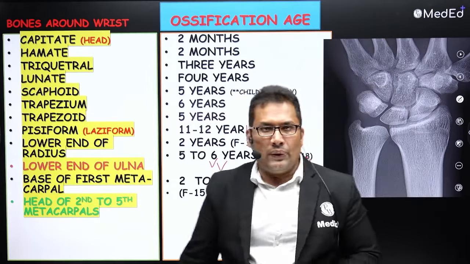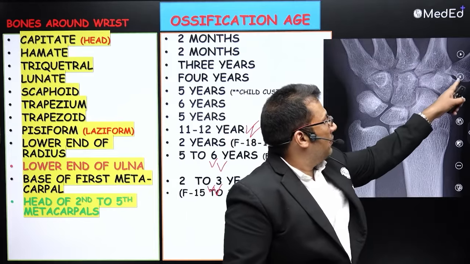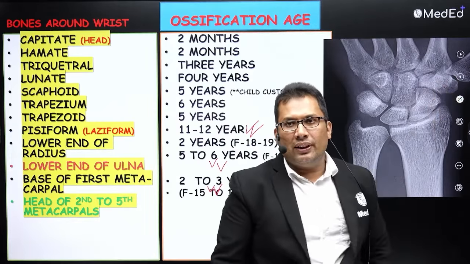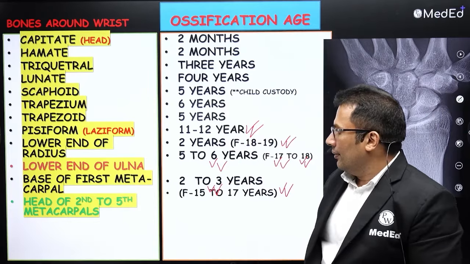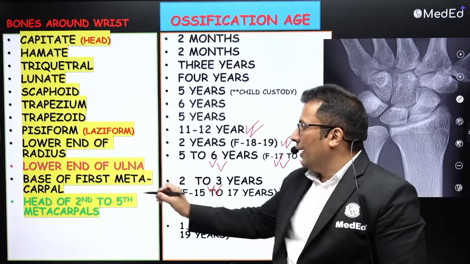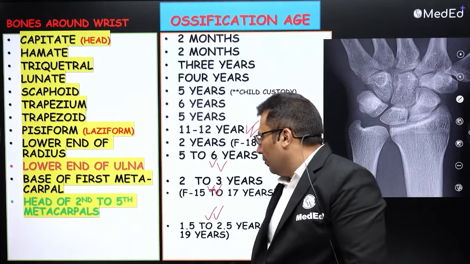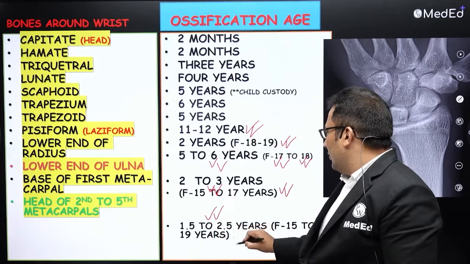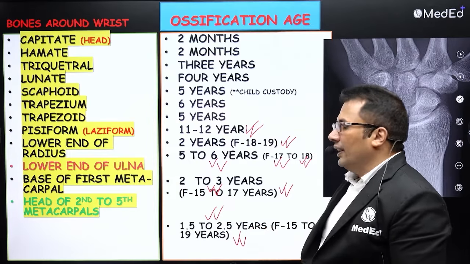So what we can see here, the base of the first metacarpal has appeared and fused, so it must be more than 15 years. Then head of the second and fifth metacarpal, appearance 1.5 to 2.5 years, fusion 15 to 19 years.